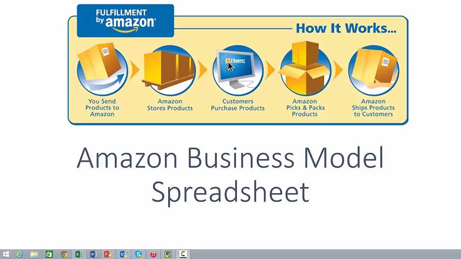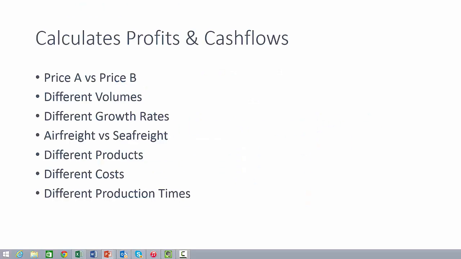And in particular, how much money you will need to invest in your business and when the business will turn cash flow positive. Plus, I designed the spreadsheet so you can compare two different scenarios like price A versus price B, different volumes, different growth rates, air freight versus sea freight, different products, different costs, and different production times. So this spreadsheet enables you to look into the future. What will my business look like in 12 months' time if I made this decision?